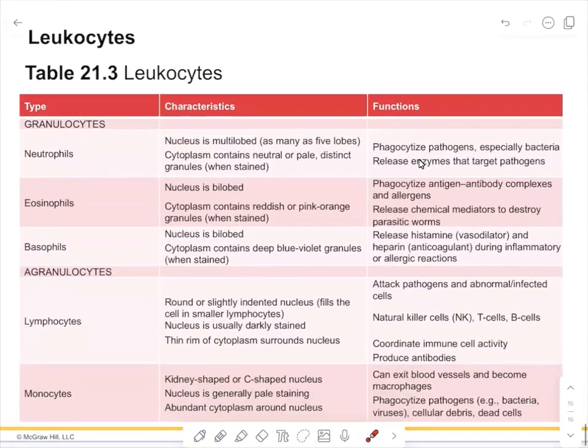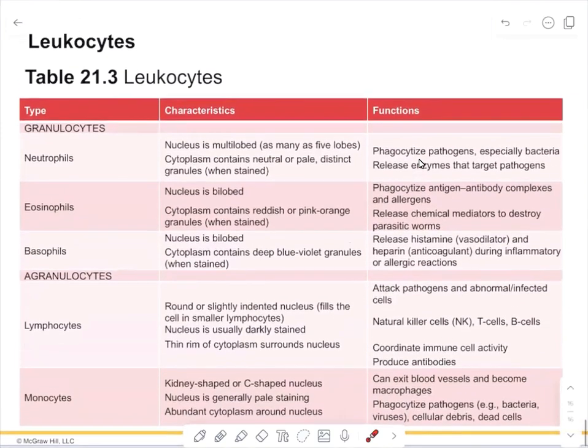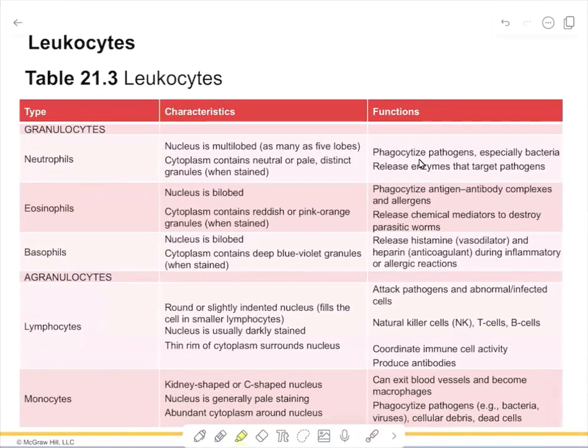So let's look at the names of the leukocytes, what their characteristics are, and the different types of functions that we have. So the neutrophils, the eosinophils, and basophils are all granulocytes. The neutrophil, which is the most common, has a multi-lobed nucleus, and the cytoplasm has granules. Its main function is that it destroys pathogens, especially bacteria. So what I'm doing is really highlighting the most important characteristics and functions for each of the leukocytes.